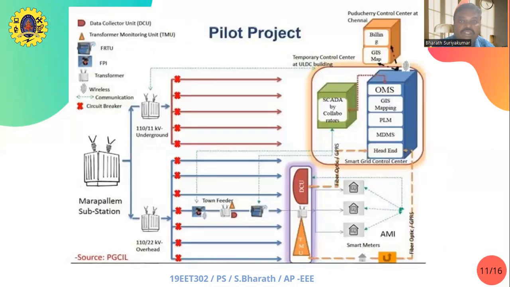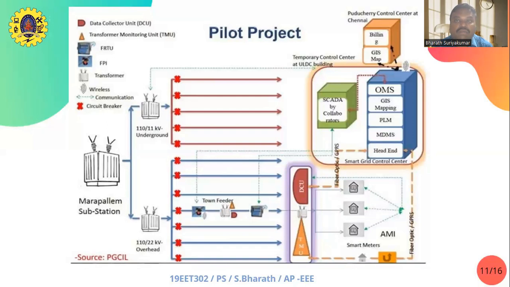So what is the use of these smart meters? You can see how this takes place in the Puducherry project. This you can see in a specific area called Marapallam substation. From there, we are going to take 2 lines, which have several feeders for towns and different areas. We have the DCUs, DSUs, advanced metering infrastructure, that is smart meters for each house, controlled by SCADA, OMS, GIS mapping, PLM, MDMS, and head-end.